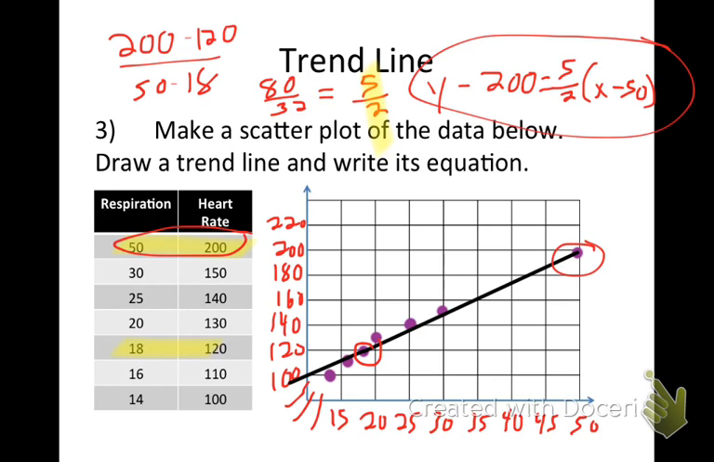If I wanted to, could I change that to slope-intercept form? What do I have to do? When I just distribute, then add the 200? Yep. Nice job.